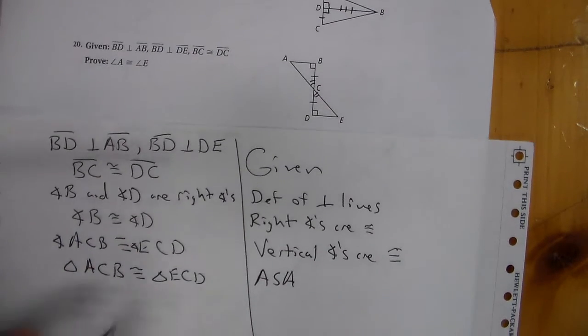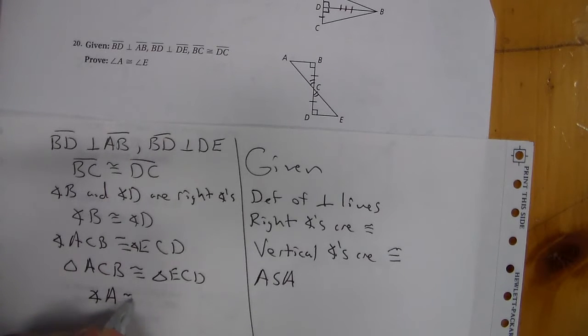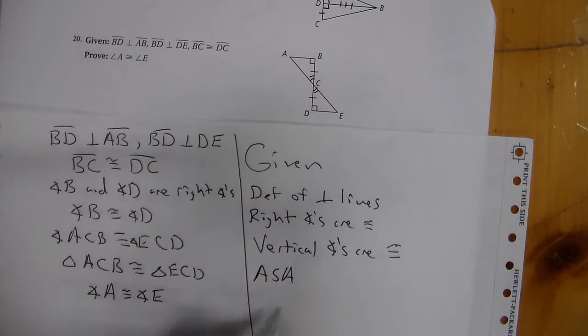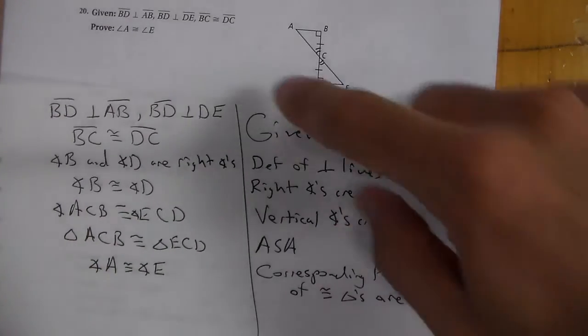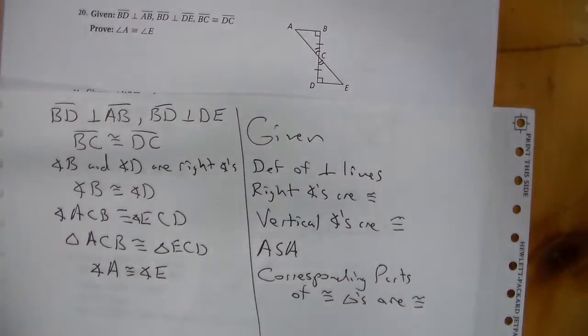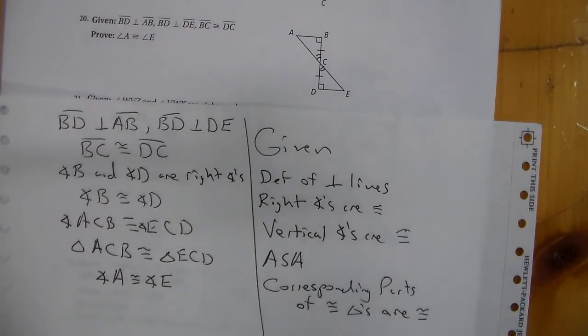What we need to get to is that angle A is congruent to angle E, and we know that because corresponding parts of congruent triangles are congruent. And that is our reason that shows us that A is congruent to E. Get the congruent triangles, then the corresponding parts are also congruent.